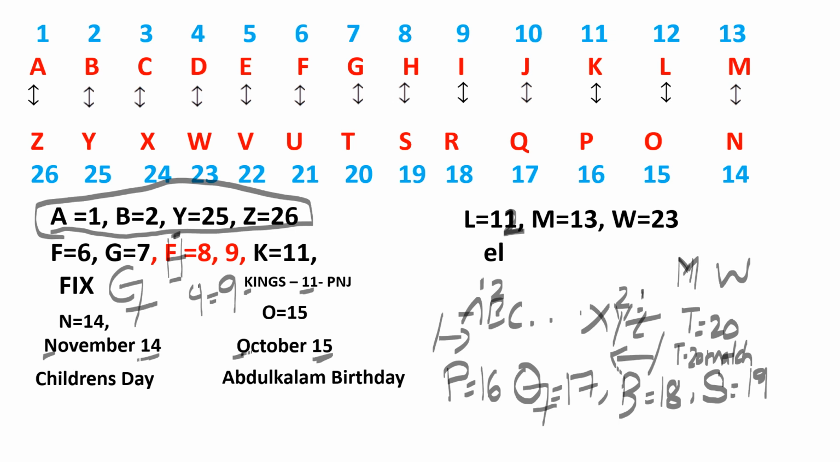Next U, I am writing U like this. It looks like 21. The remaining letters you can remember according to the initials of your letters or the first letter of your name.